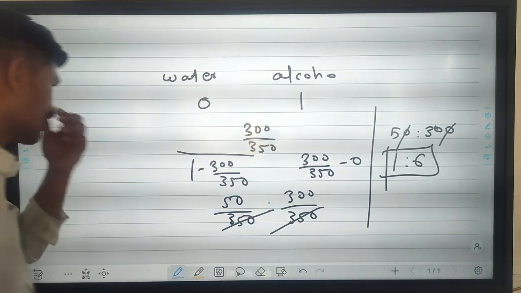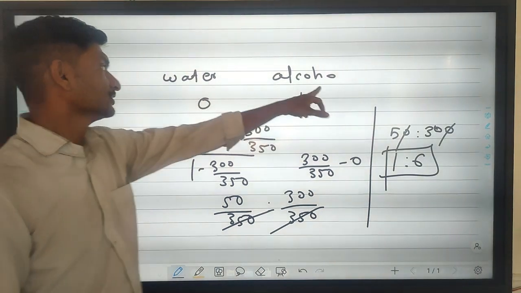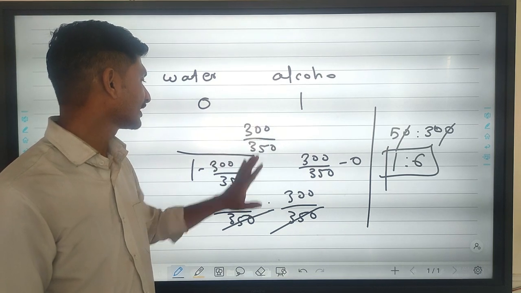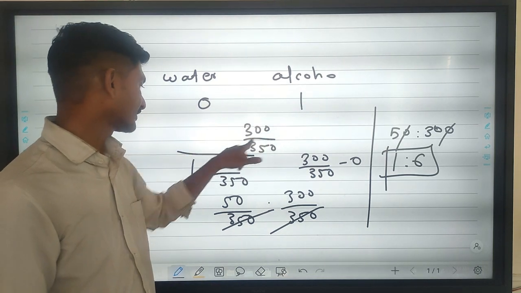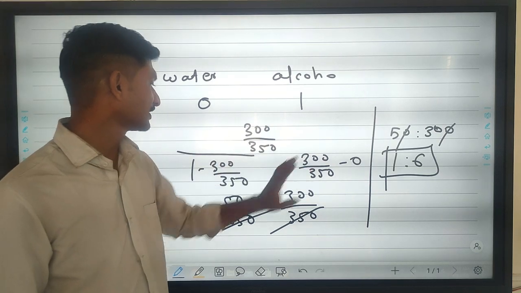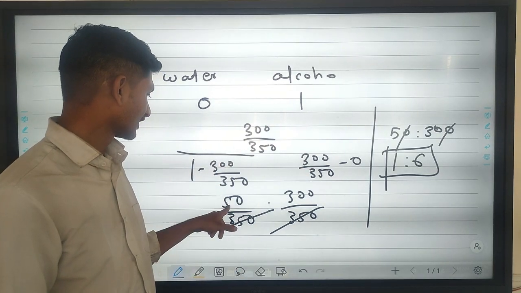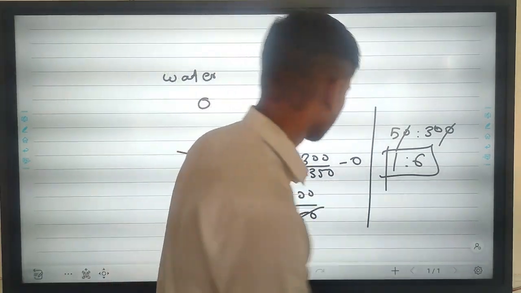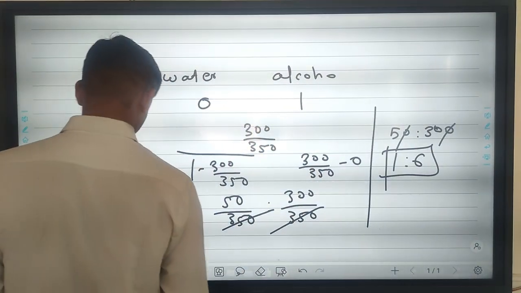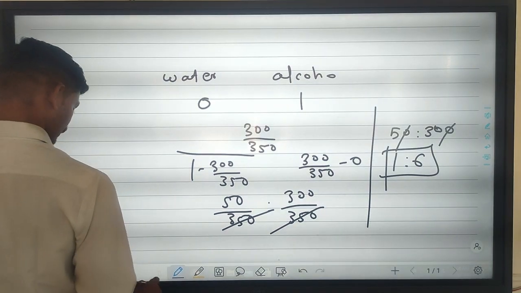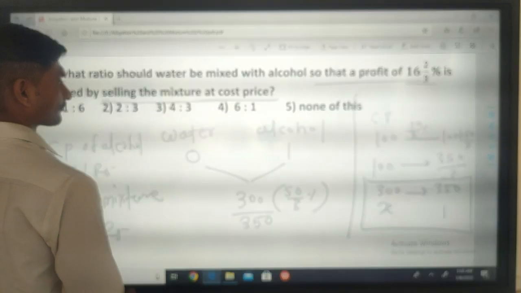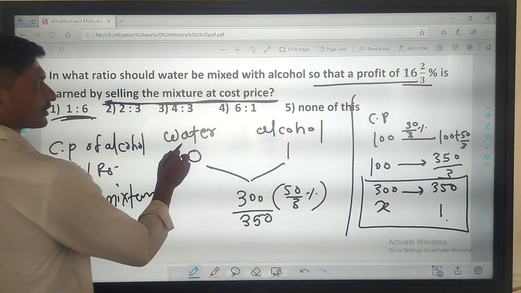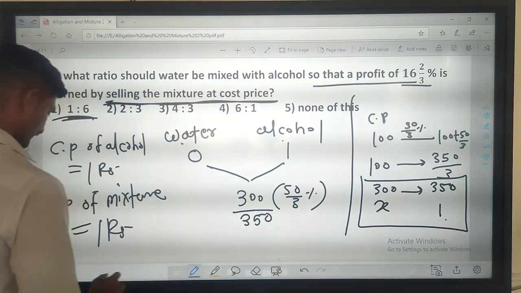The zeros get cancelled, and we keep 1 to 6. Here water is 0, the CP of alcohol is 1, and the CP of the mixture is 300 divided by 350. Subtracting, we get 50 divided by 350 and 300 divided by 350, which cancels to 1 to 6. Water first and then alcohol, the ratio is 1 to 6.